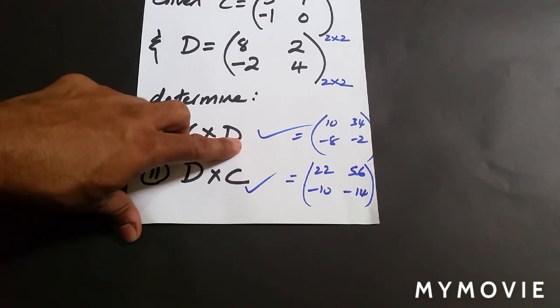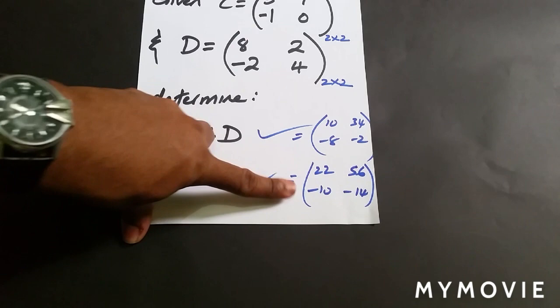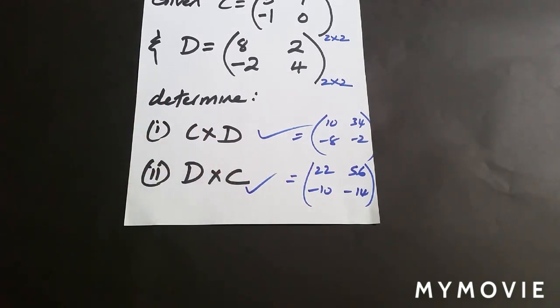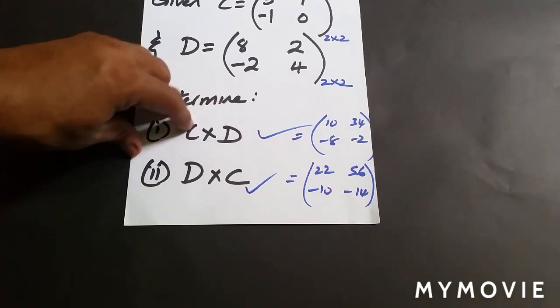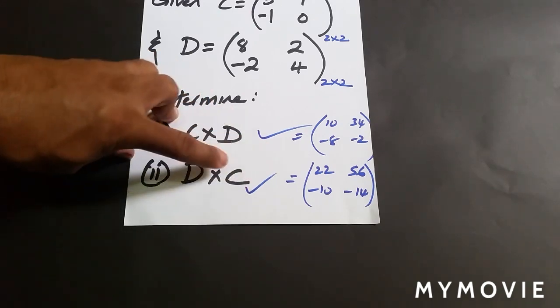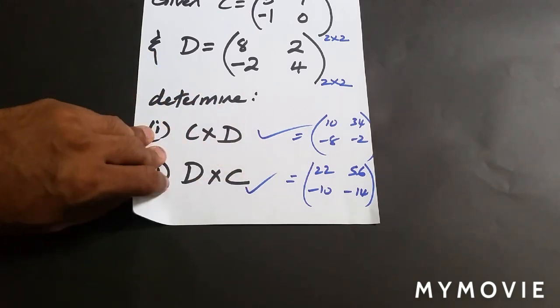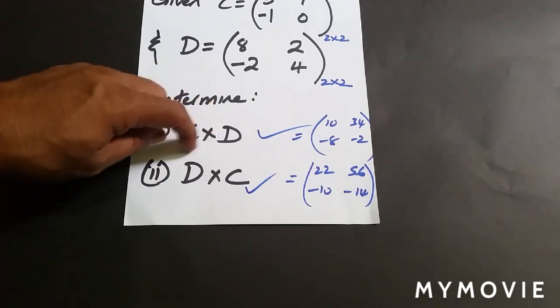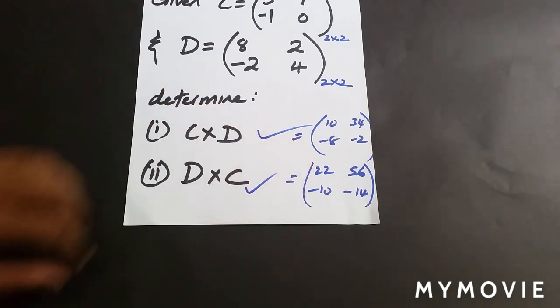So C times D does not give us the same answer as D times C, which means multiplication of matrices is not commutative. What that means is that it matters which matrix comes first and which comes second, all right? So multiplication of matrices is not commutative. So you're going to get different answers, obviously, based on that.